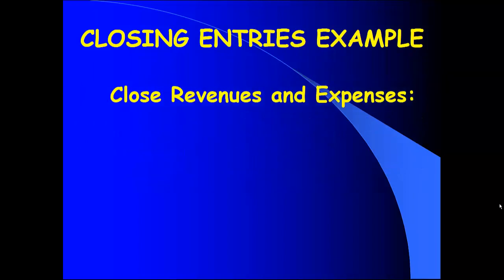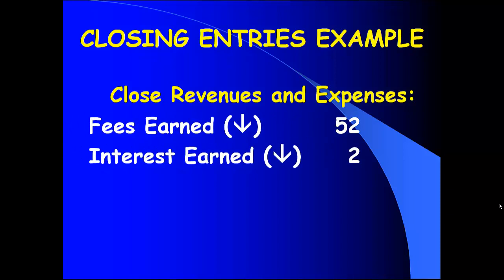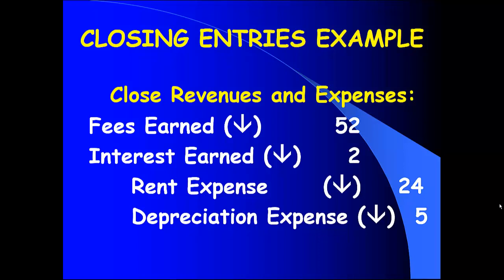My first closing entry is to close my revenues and expenses. We have two revenues, so to close them out, we're going to have to debit each one individually. That gets their balance down to zero. To close out my expenses, well, we have two of those. They have a debit balance, so we have to close them out with a credit. Credit each one of those individually to get their balance down to zero.